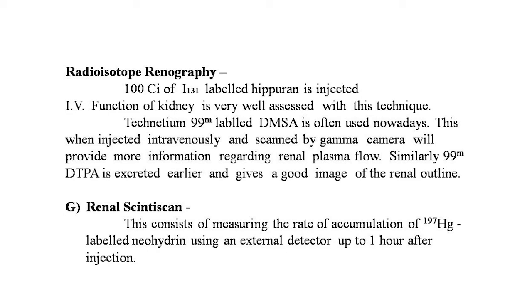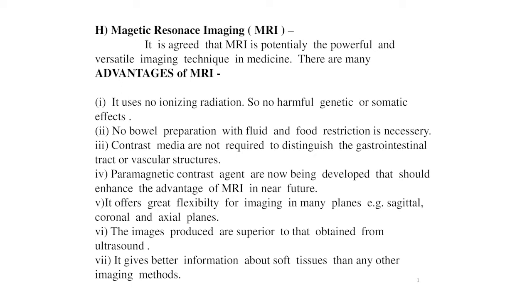Now, the next is the renal scintiscan. This consists of measuring the rate of accumulation of 197Hg labeled neohydrin using an external detector up to 1 hour after the injection. Then the next investigation is magnetic resonance imaging, that is the MRI.